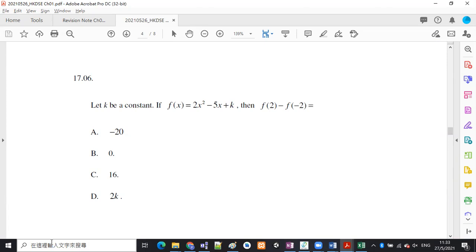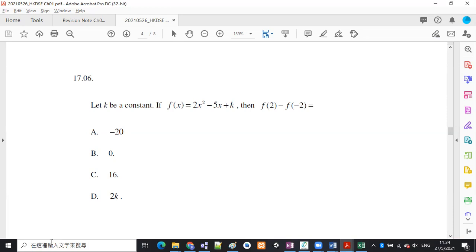Have you done 17.06? Okay, can you get option A? Is it correct? No response from your classmates. Okay, so it seems no one agrees with you. Anyone agree with her? Can you get option A? I think all the steps are correct except one very minor mistake. Can you tell me?